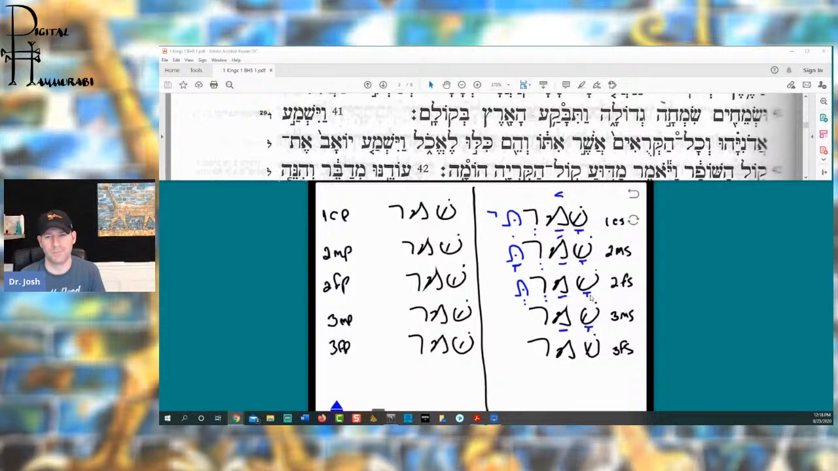Shamar. Notice no ending on the third masculine singular. It's just Shamar. By the way, there's a reason that I'm saying these over and over again each time. This is a paradigm that you just want to memorize by rote. Shamarti, Shamarta, Shamart, Shamar, and then Shamara. Shamarti, Shamarta, Shamart, Shamar, Shamara.